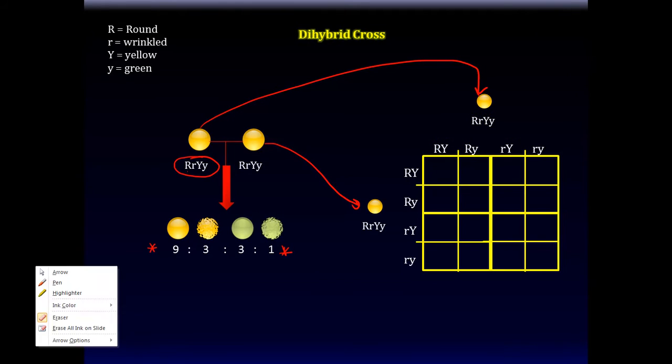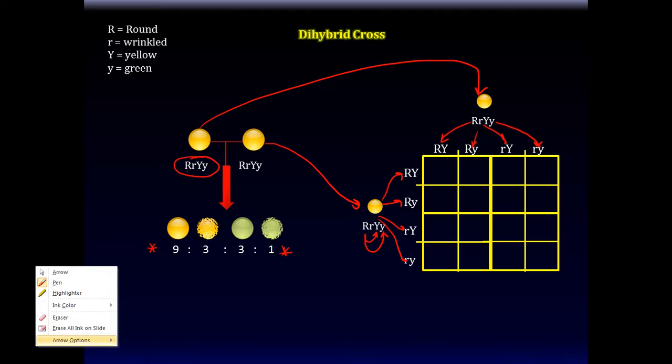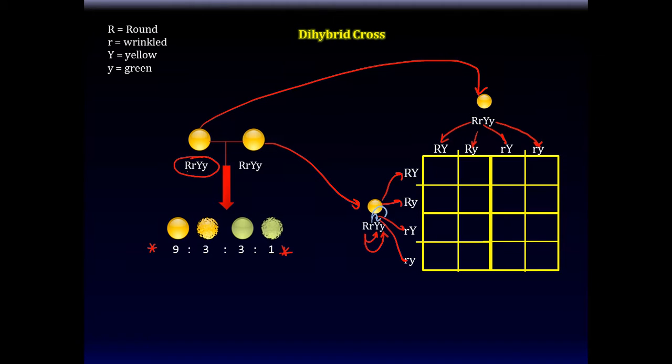In other words, they will be able to make this combination of gamete, this combination, this combination, and this combination. There are 4 combinations of these genes that they will produce. Each gamete has to have 1 gene for roundness versus wrinkleness, and 1 gene for the color, whether yellow or green. In the same way, this plant will be able to make 4 types of gametes over here: big R, big Y; big R, little y; little r, big Y; and little r, little y. Those are these 2 over here.